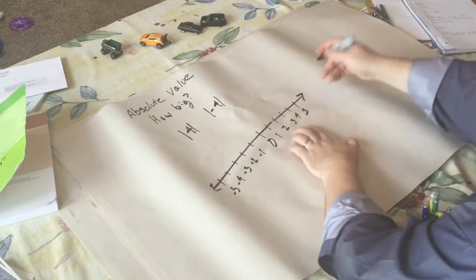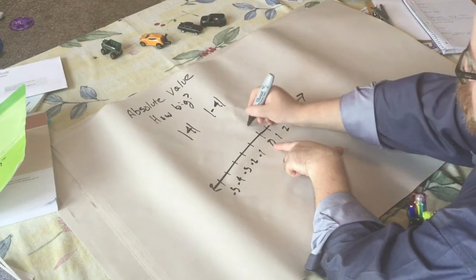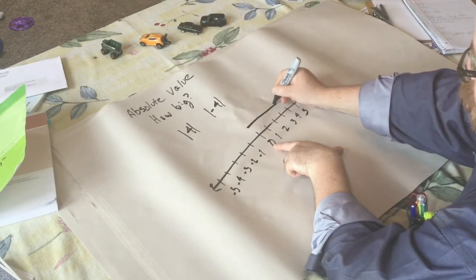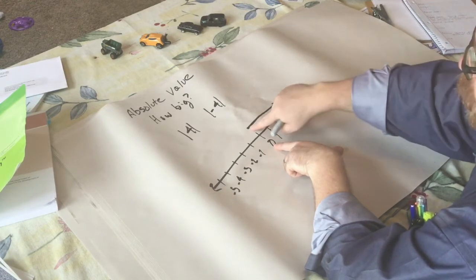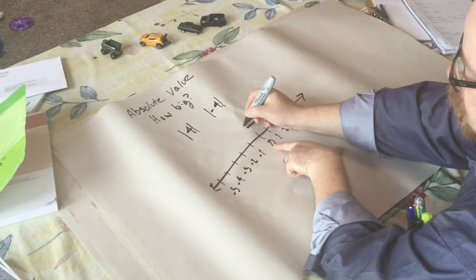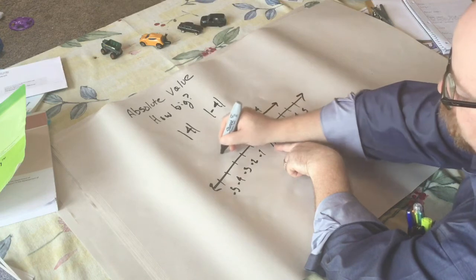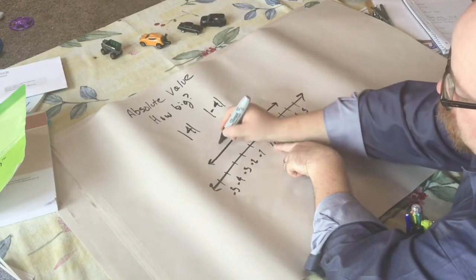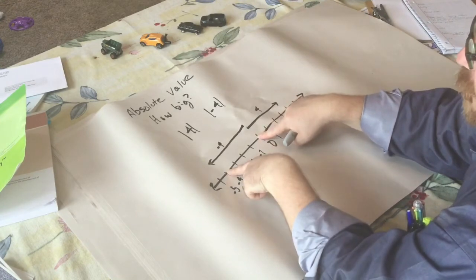When we think about this on a number line, I can draw my arrow diagram. So 4 is represented by this arrow from 0 to 4. This one is -4, an arrow from 0 to -4.